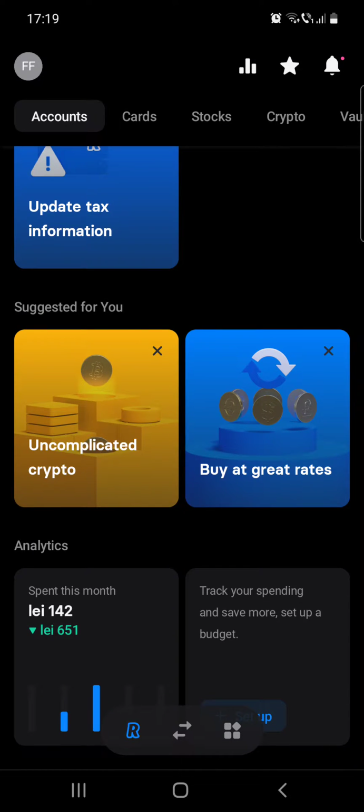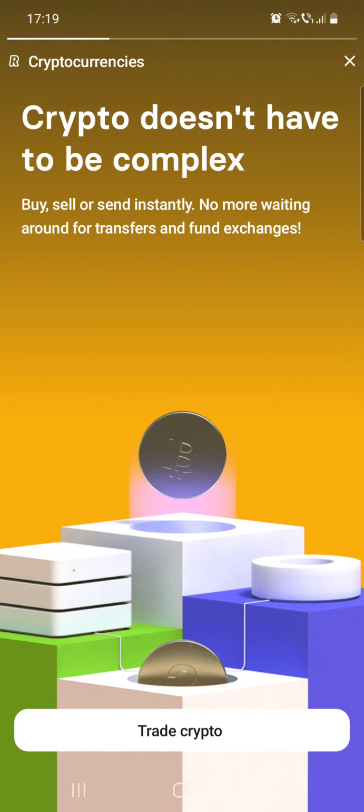Hello guys, in this video I will show you some new features on the Revolut app. So this is titled The Uncomplicated Crypto. Let's see what they have. Crypto doesn't have to be complex. Buy, sell or send instantly. No more waiting around for transfers and fund exchange.